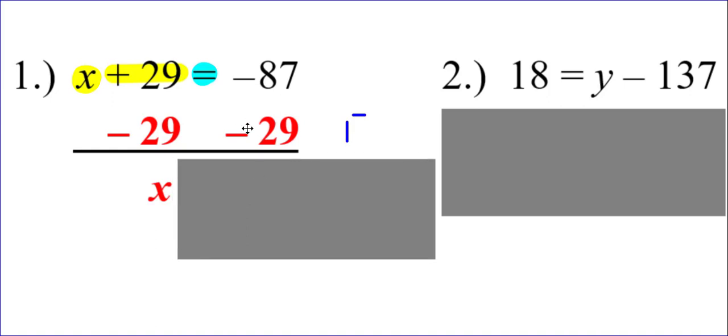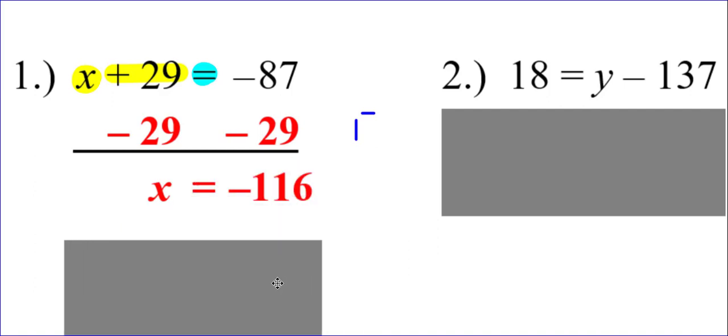Negative 87 minus 29, well, subtraction is the same as adding the opposite. If you want to write it out that way, you may. Some of you might be allowed to use a calculator. If that's the case, maybe you'll just get the answer right away. Negative 116. And now you can see we have the x by itself. This is what it means to solve the equation. We now know that x must equal negative 116 to make the original equation even work.